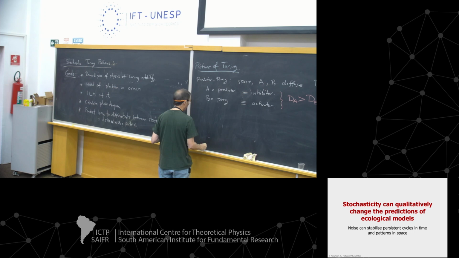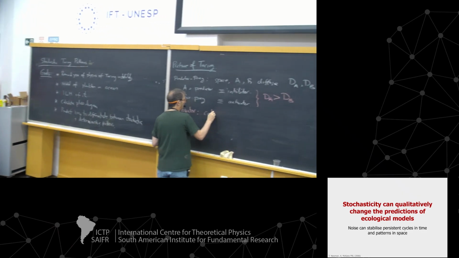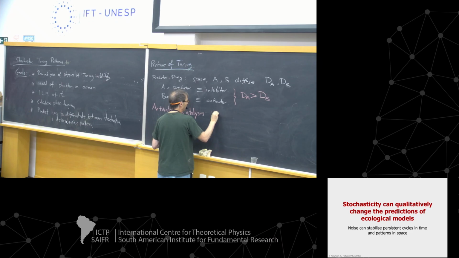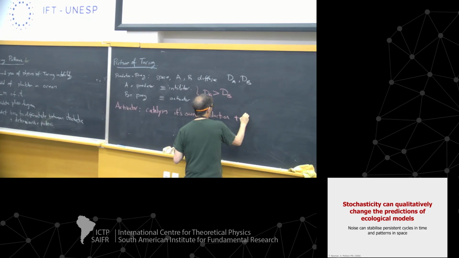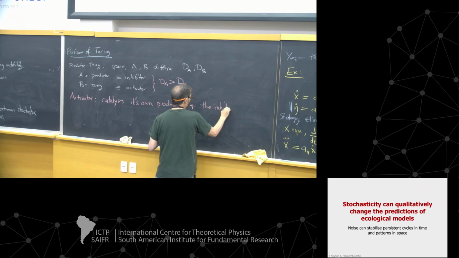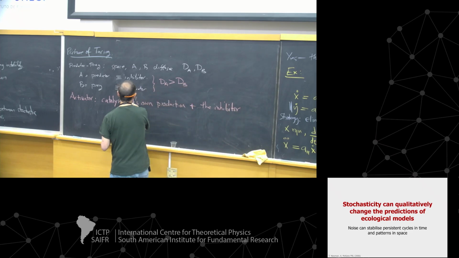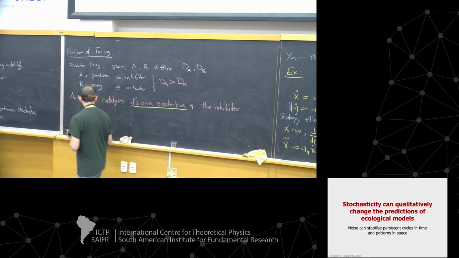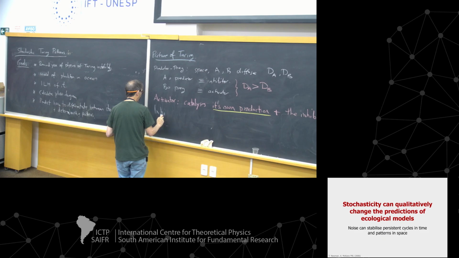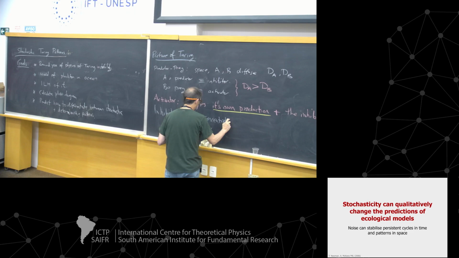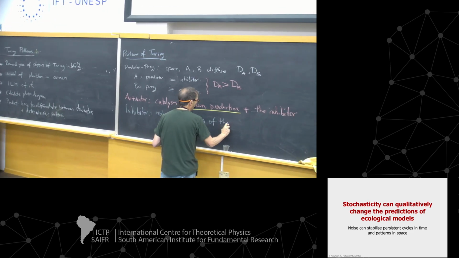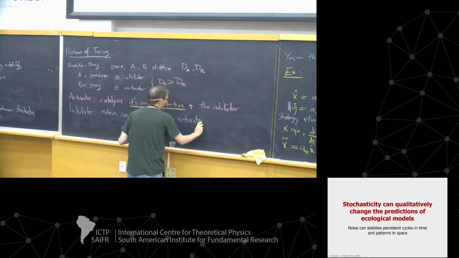Now, what we're going to demand of the activator, why is it called an activator? Well, it catalyzes its own production. So this is the new thing. It catalyzes its own production. And then we have the inhibitor, and that reduces the concentration of the activator and of itself.